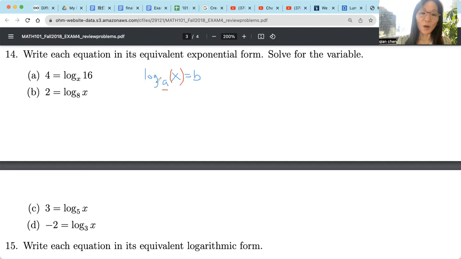So whenever you see log, that's the base exponent of A. Right? So this one can be written as the base A raised by B. So B is a power, the exponent of A, equals to x. So equation-wise, those two are exactly the same. But when we extend it to functions, they have some difference because the domains are different.